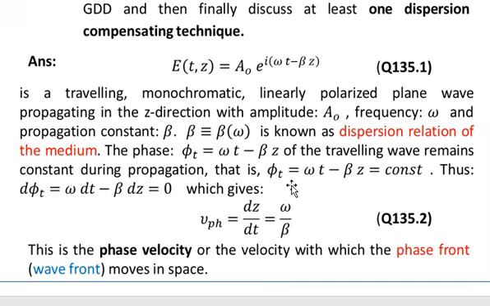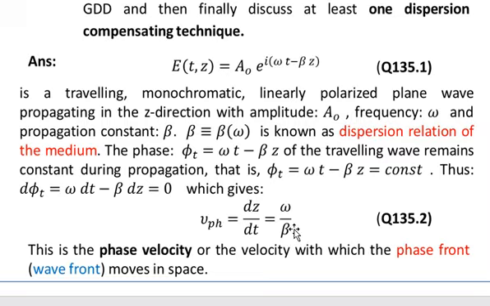So we can write that phi of t, equal to omega t minus beta z, should be equal to a constant. The derivative of this is d phi of t equal to omega times dt minus beta times dz, equal to 0. If you solve this equation and rearrange the terms in the form of dz over dt, which we will label as the phase velocity, v ph for the phase, this is the phase velocity, given by dz over dt equal to omega over beta.